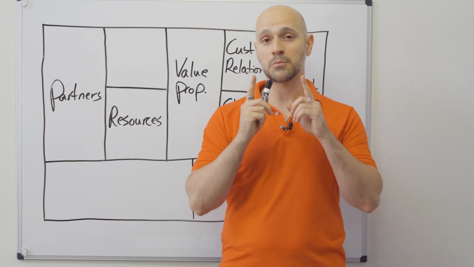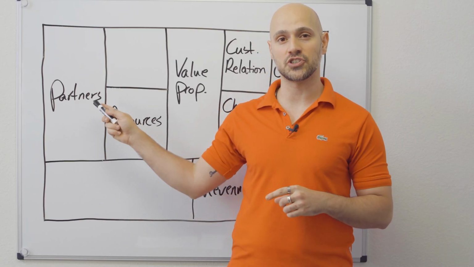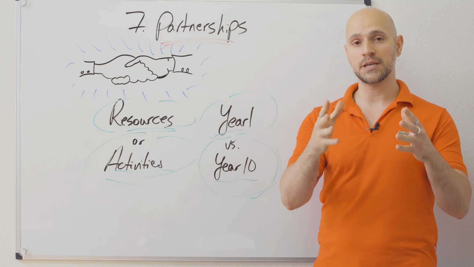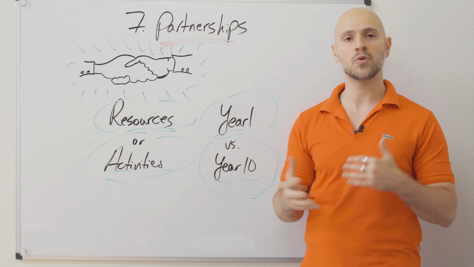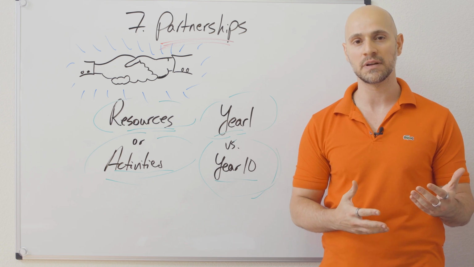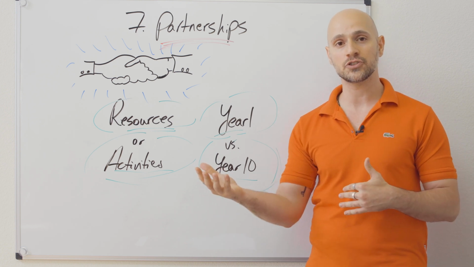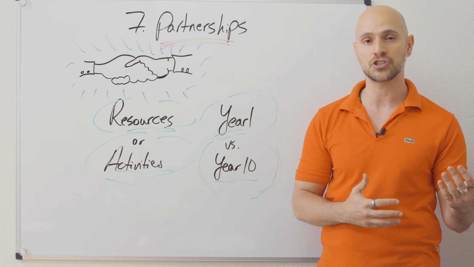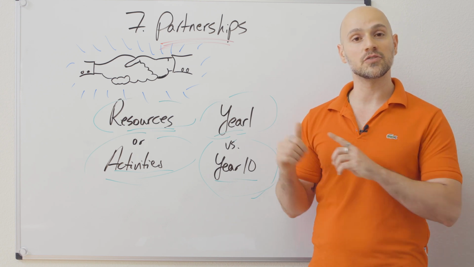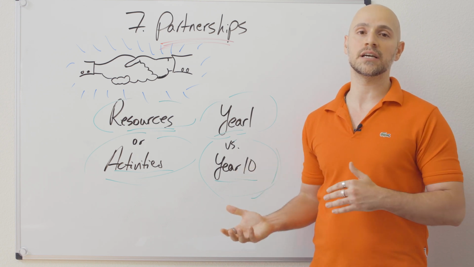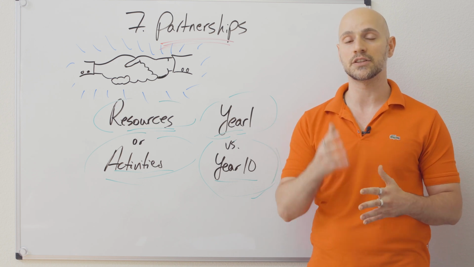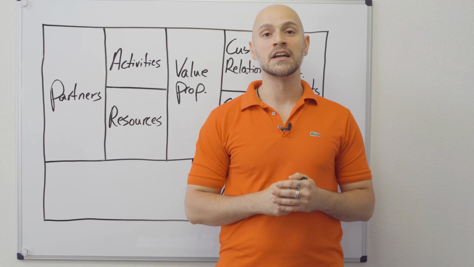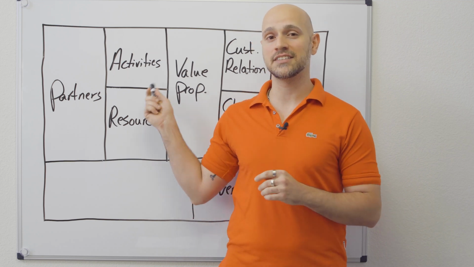Box number 7 are going to be your key partnerships. Who are going to be your key partners and or suppliers? What services are they going to offer? What activities are they going to perform? And are they going to be joint ventures? Are they going to be strategic partnerships? And when you think about it, are they going to be a year 1 partnership or a year 10 partnership? The partnerships that you would need in year 1 would be drastically different than those that you would need in year 10. Box number 8 are the key activities.